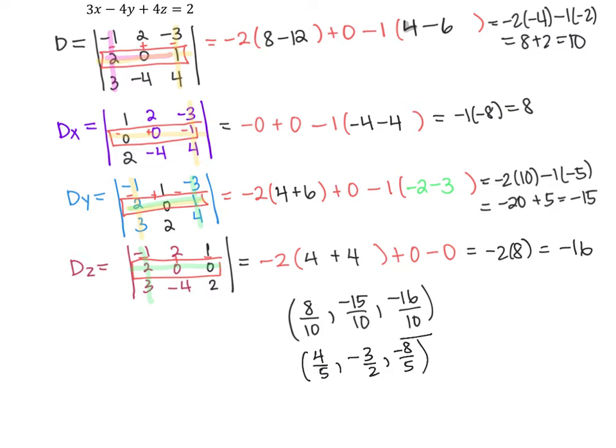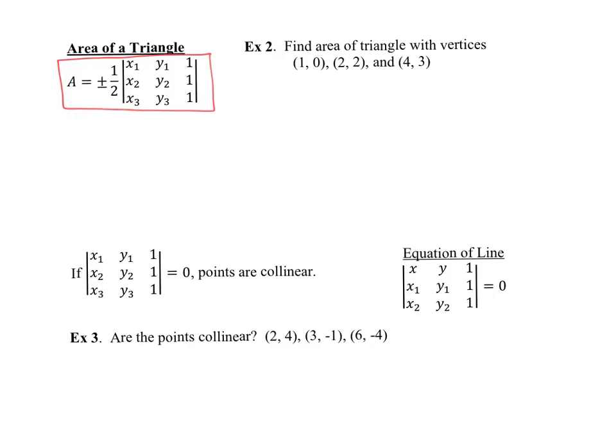This is the same answer as if I had used row echelon form or elimination or substitution or whichever method I prefer. Okay, now the next application involves the area of a triangle. So if they give you the 3 vertices of a triangle in the coordinate plane, you can use matrices to calculate the area. According to this formula, it says A equals plus or minus 1/2, and then they want you to set the matrix up like that.